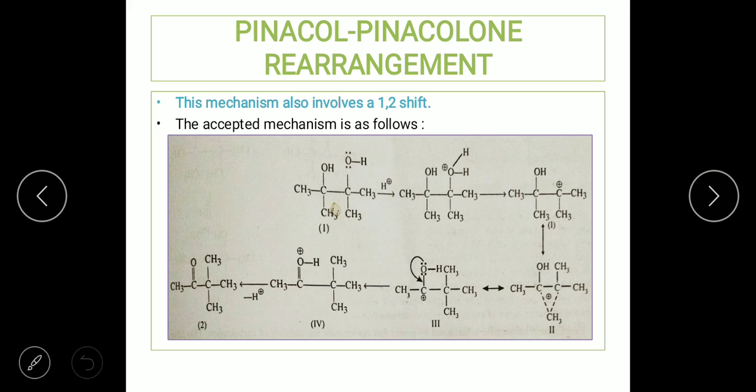So this is the mechanism for pinacol-pinacolone rearrangement. Now here, these two intermediates, or these two carbocations, what is generated. The first carbocation is called the classical carbocation, wherein there is a positive charge because of the removal of a functional group, or a removal of a group which is attached to the carbon atom with the electron pair, which generates the carbocation. This is called the classical carbocation. The second kind of carbocation, which is a bridge carbocation, is what we call the non-classical carbocation.